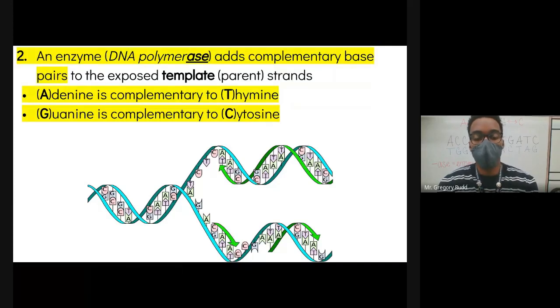DNA polymerase is able to add the correct bases because we know that A complements T and G complements C and vice versa. So anywhere there's a C, DNA polymerase will add a G. Anywhere there's a T, DNA polymerase will add an A.